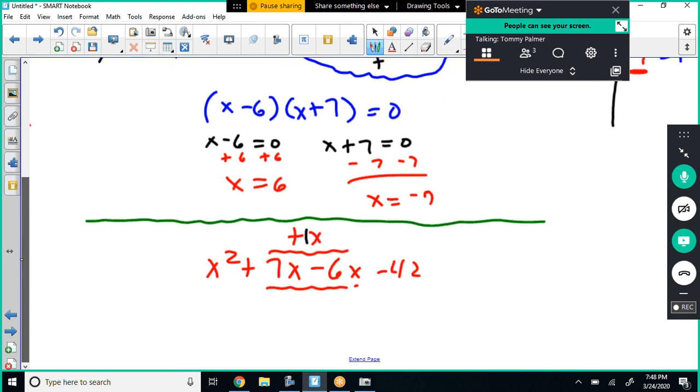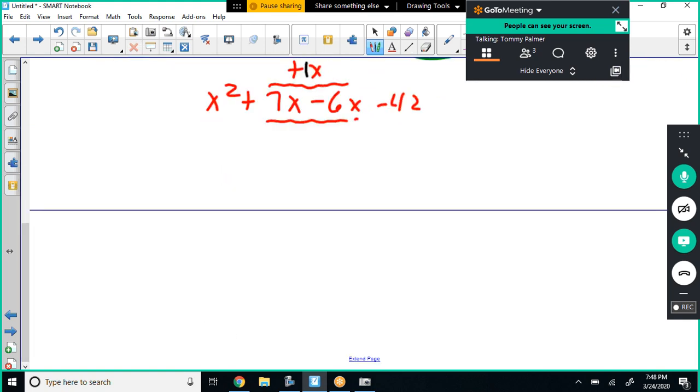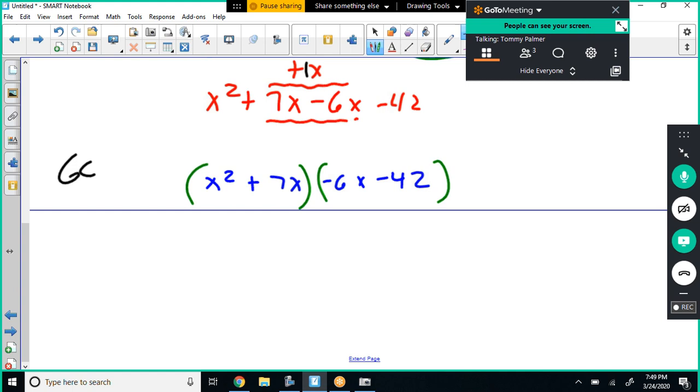So if I were to rewrite this, it would be x squared plus 7x, and then minus 6x minus 42. Now grouping says I've got four things, right? So what I'm going to do is put parentheses around and group them. That's why they call it grouping, right? So I want to pull out the GCF.